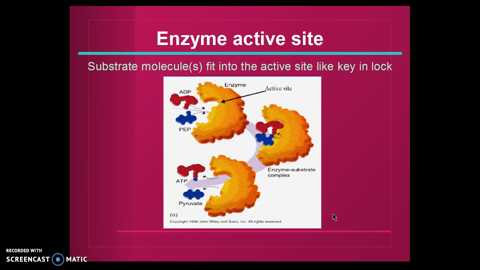Here is a model of a substrate molecule, in this case the two molecules ADP and the pyruvate with phosphate, fitting into an active site. And as you can see, there's a kind of a pinching effect by the enzyme, which forces the phosphate here to attach to the ADP and make ATP. And then the pyruvate, which is the non-hydrogen part of the pyruvic acid, is kicked out along with the ATP.